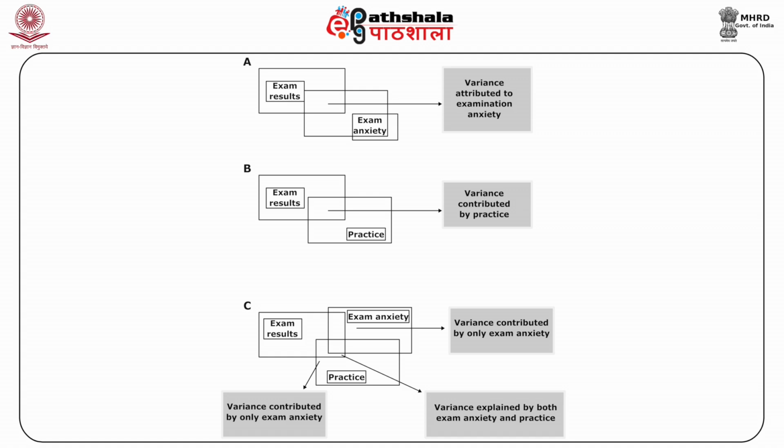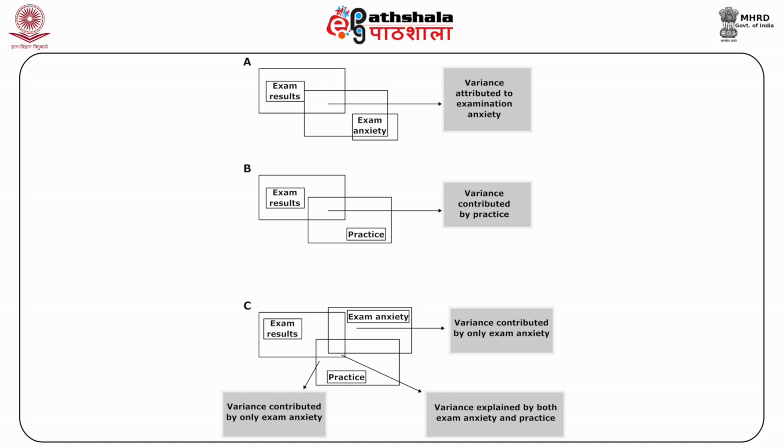So, figure A and figure B both deal with two variables at a time. In figure A, we are just taking the two variables of examination results and examination anxiety, and the overlap area shows the variance that is mutual to both variables. Figure B talks about the examination results and practice, and the variance contributed by practice and exam results. Let us have a more comprehensive look now at the problem in part C of figure 1.